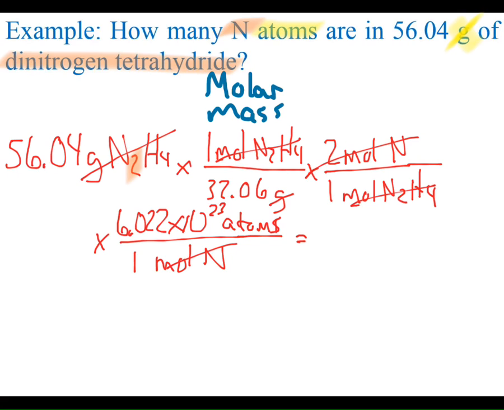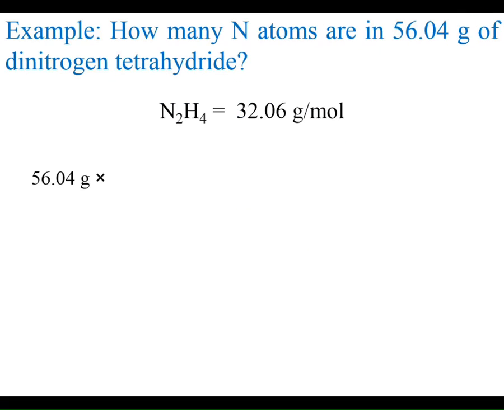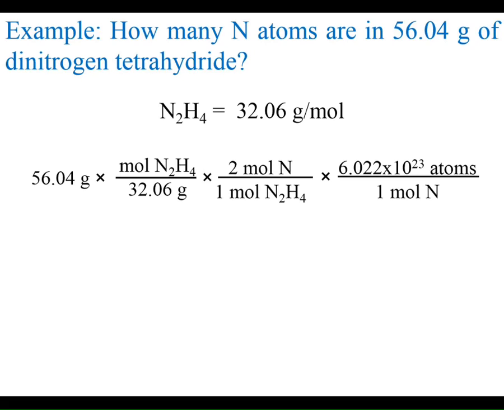Okay, so we have 3 tools in our tool belt. The only trick is knowing which tool to use. If I see mass, grams, I know to use molar mass. If I see particles like atoms, formula units, molecules, I use Avogadro's number. If I see 2 different things, I'm going to use this thing called the mole-to-mole ratio. So I worked this out, and what did I get? 2.105 times 10 to the 24th atoms.